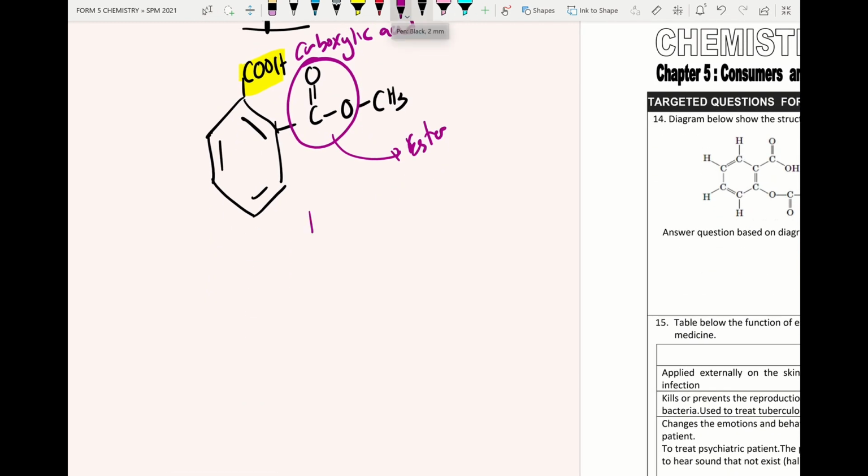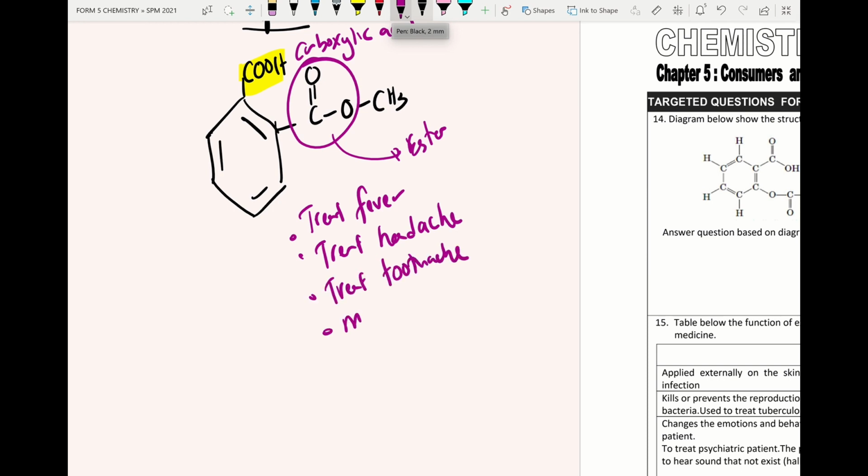This aspirin is used to treat fever. It is also used to treat headache, toothache, and mild arthritis. Mild arthritis means joint pain.